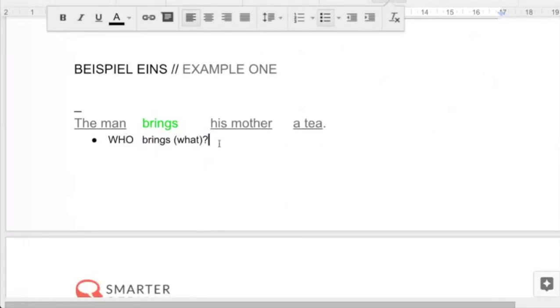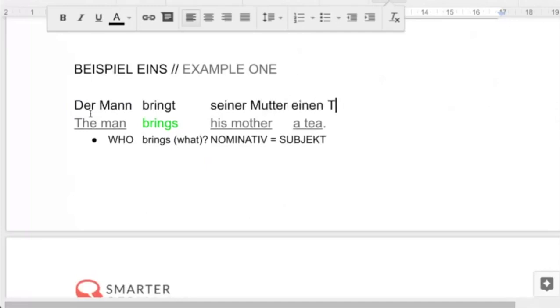And the answer to that is which case? Of course, the nominative. Yeah, the function of the nominative here is the subject. Now let me translate the sentence for you. Der Mann bringt, and see whether you've predicted it, seiner Mutter einen Tee.